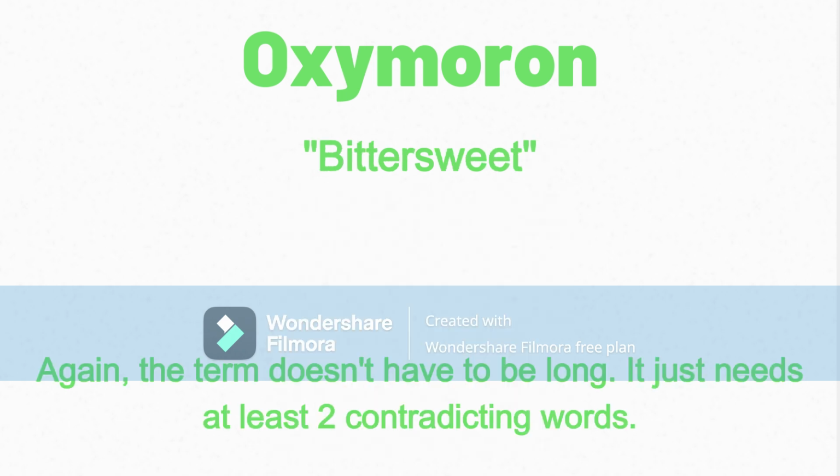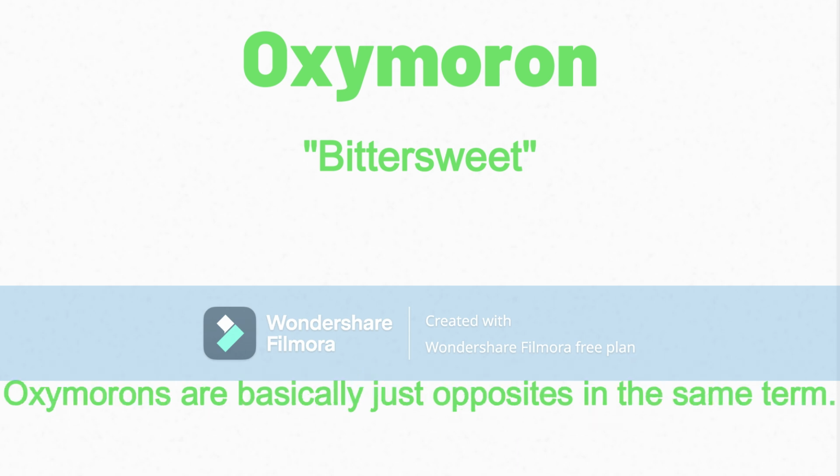And then probably the last example for an oxymoron would be bittersweet. Now, yeah, I told you again that terms don't have to be long. They would at least need two words that contradict each other, or at least polar opposites. Because again, an oxymoron is basically just a term with at least two words that contradict each other.